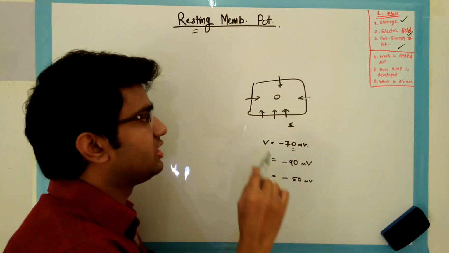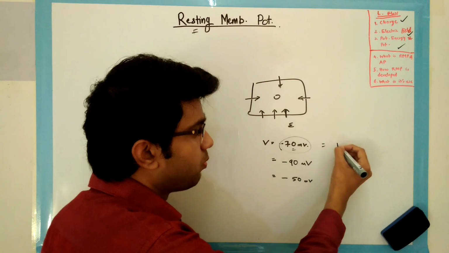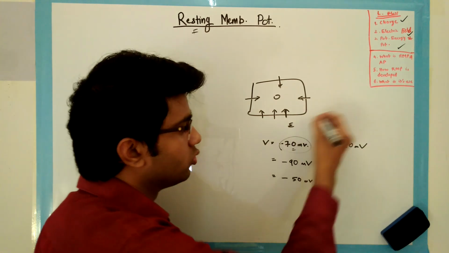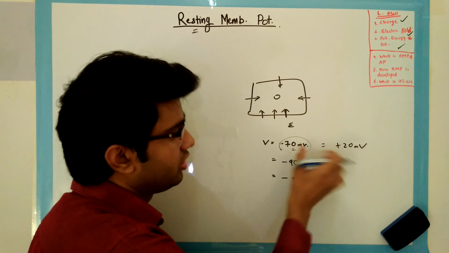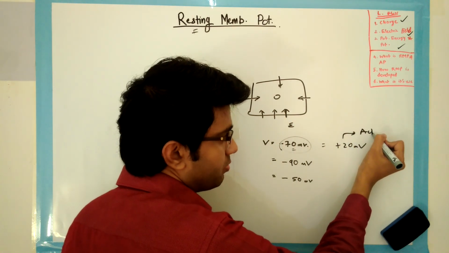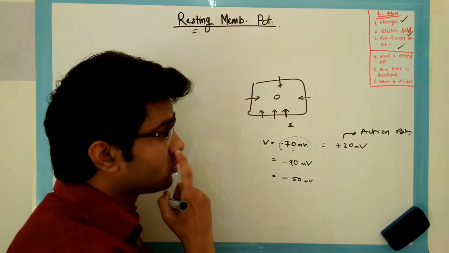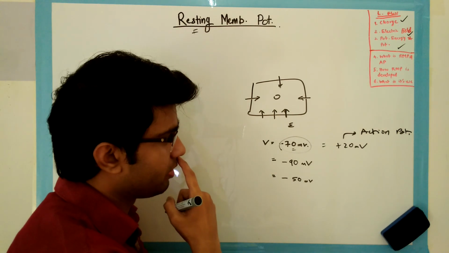But if it is stimulated, then this potential changes. It becomes positive 20 millivolts. So this change in potential when it is stimulated, that we refer to as action potential, which you're going to learn about in our next video. So this is the definition of resting membrane potential.